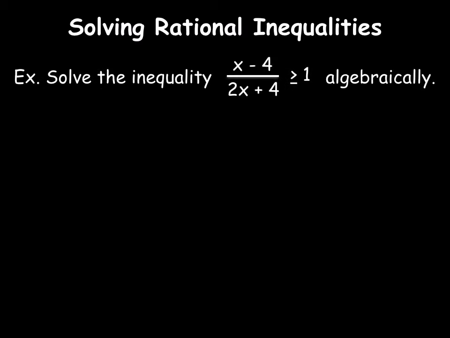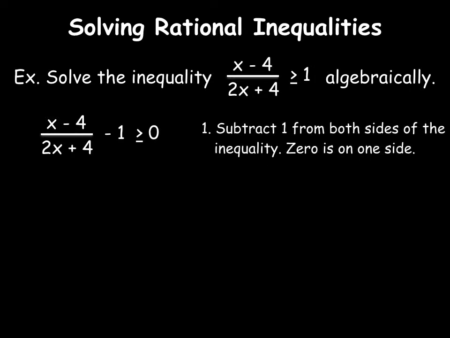Solving rational inequalities. Example, solve the inequality (x minus 4) over (2x plus 4) is greater than or equal to 1 algebraically. Step 1. Subtract 1 from both sides of the inequality.